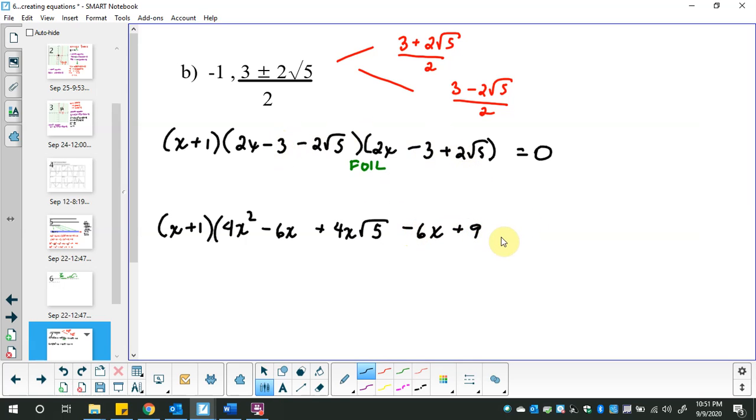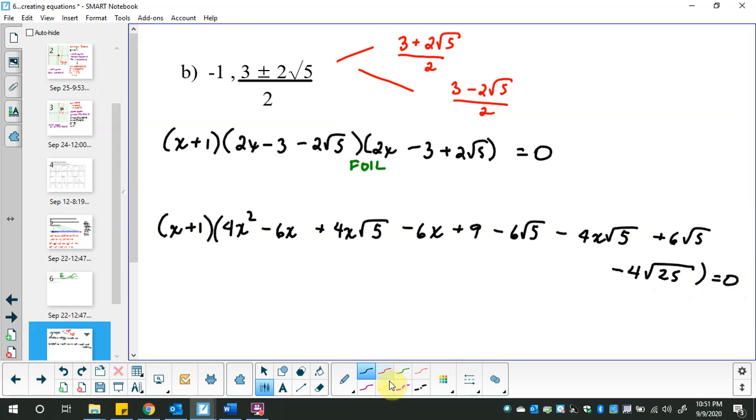Negative 3 times 2 root 5. Negative 2 root 5 times 2x. Negative 2 root 5 times negative 3. Sorry for spacing. Negative 2 root 5 times positive 2 root 5 is negative 2 times 2 root 5 times 5.